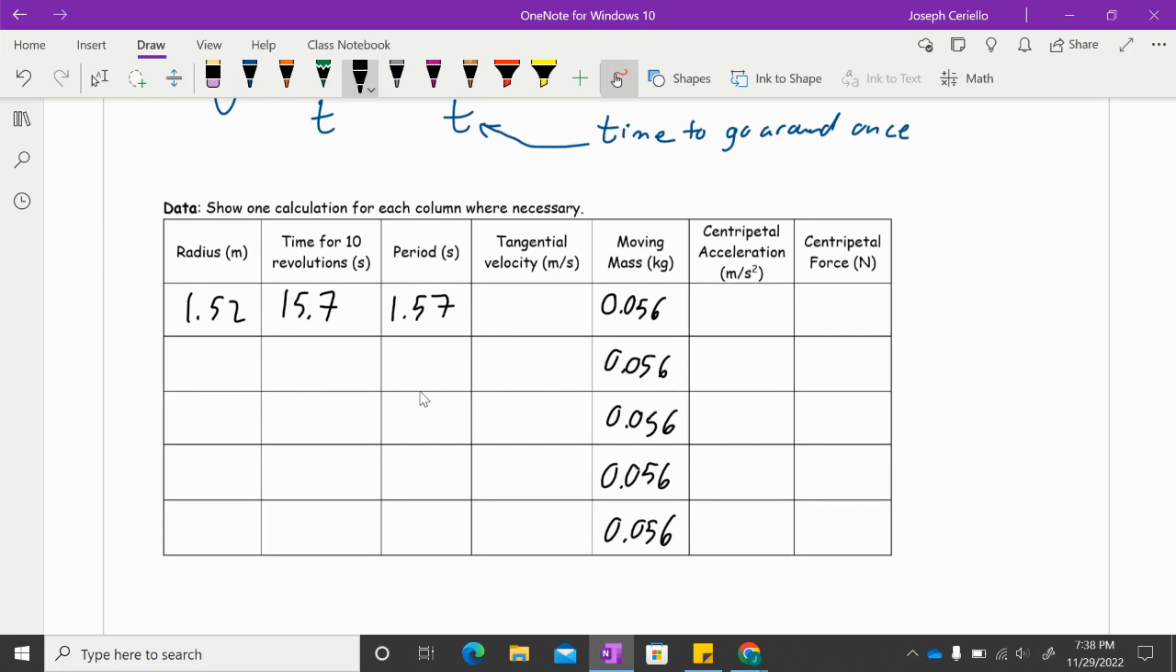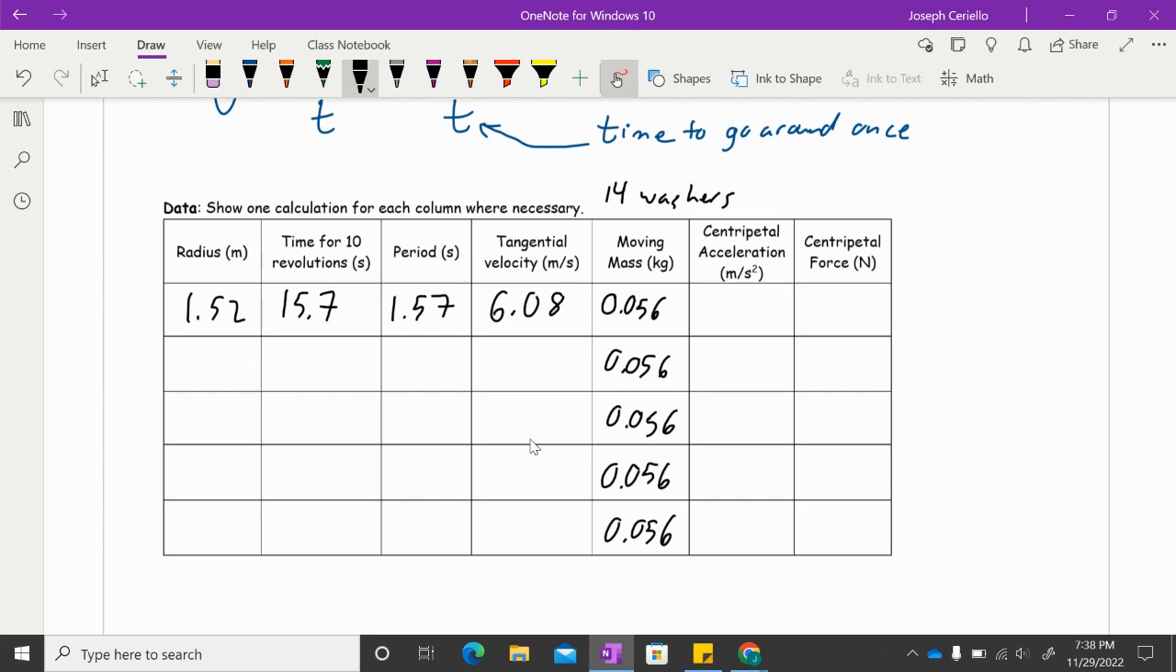So our tangential velocity, we did the equation up above, 2 pi r over t, 2 times pi times my radius here is 1.52 divided by my period, 1.57. I got to be careful because those are pretty close. But again, you should be using different numbers than I'm using. So please make sure you're using different numbers. I'm going to make a little note to myself that I'm using 14 washers. So this is 6.08 meters per second.